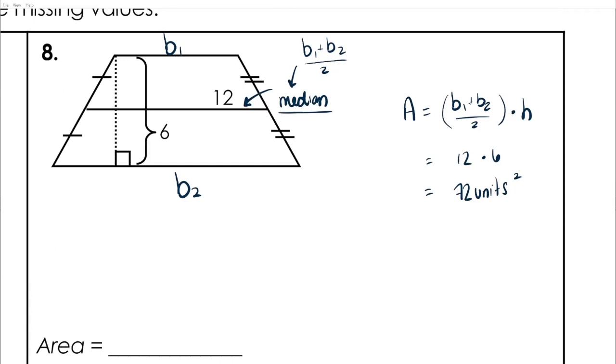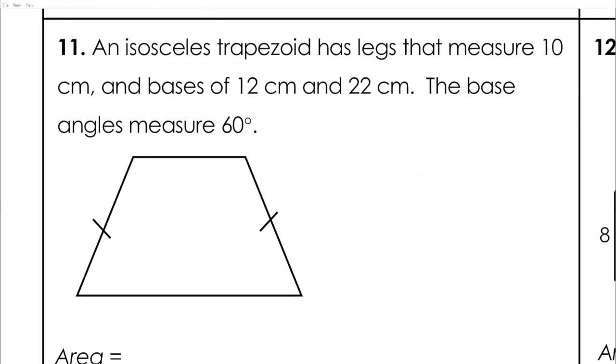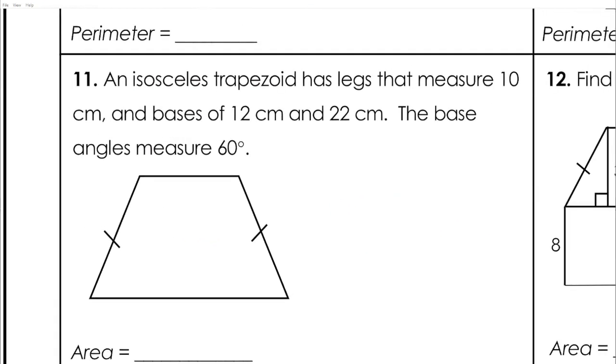I do want to do one of the ones at the bottom, though. Number 11 is good because it makes us label our own side. So it tells me that an isosceles trapezoid has legs that measure 10. So each one of these legs is 10 centimeters. It has a base of 12 and a base of 22. And then our base angle is 60.